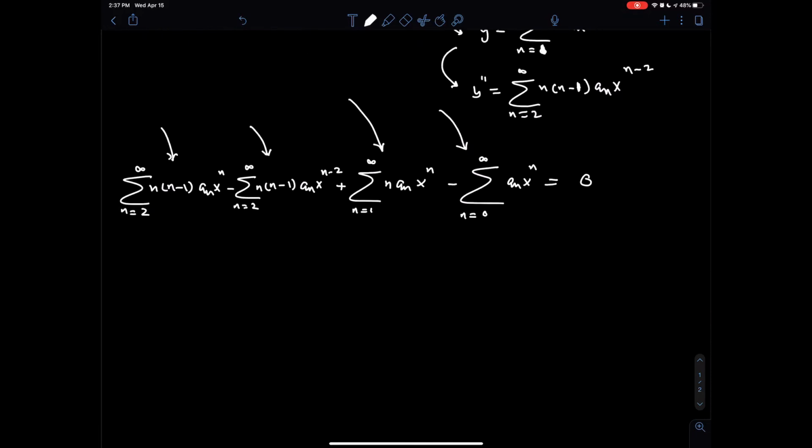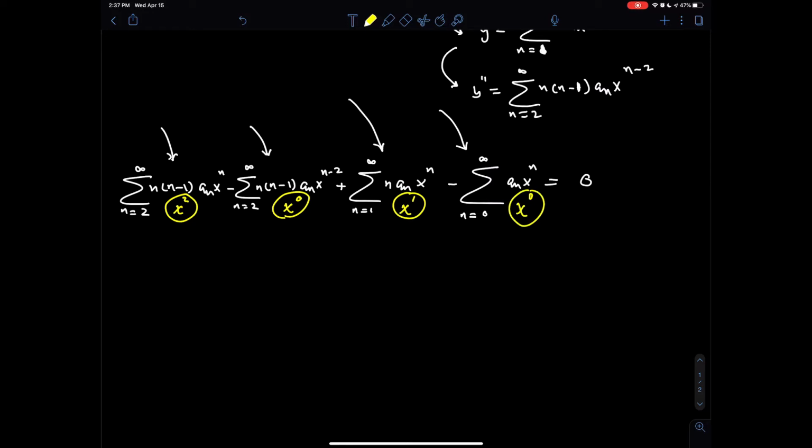Now, the first move here is to see the powers of x for each starting index. So for the first one, if I put 2 in the place of n for the power of x, it'll be x squared. Second one, if I put 2 for n in the power of x, it'll be x to the 0. Here it'll be x to the 1. Here it'll be x to the 0.